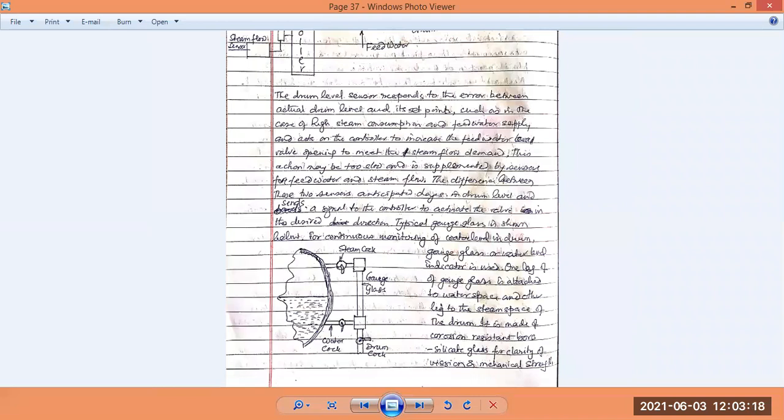Now, the steam level control sensor responds to the error between... And this corrosion resistant glass is there for clarity of vision and mechanical strength itself. Let us go to the next stage: steam pressure control.